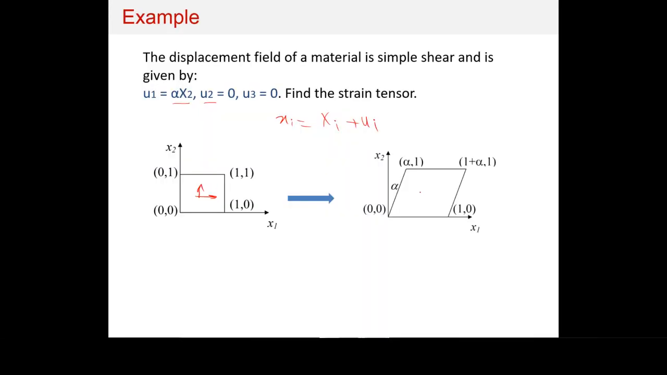If you look into this new configuration, first of all, do you think there will be change in the length of a vector pointing in this direction or a vector pointing in this direction? And do you think there will be a change in the angle for these two vectors? I mean, what do you think? Is there going to be a change in the length?